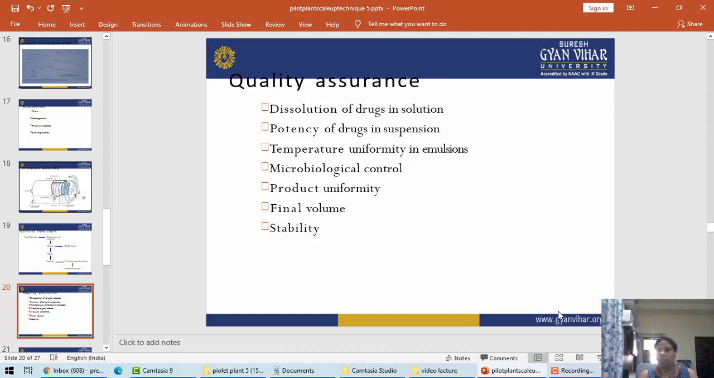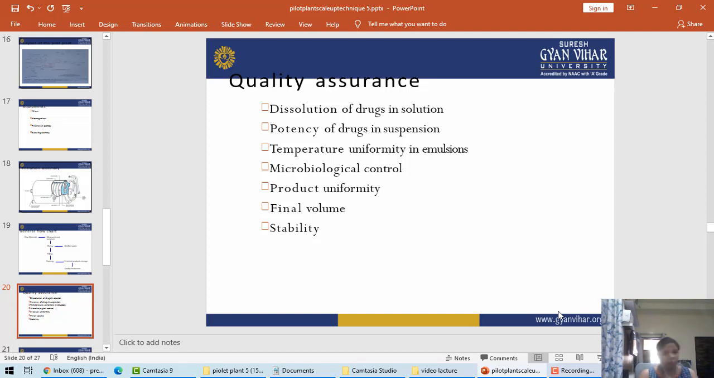Then microbial control. We have to check the microbial load in all formulations of this type: in solution, suspension, emulsion, any type of formulation, and specifically in sterile parenteral formulations, where it is very essential to check the sterility as well as the microbial load. Next is product uniformity, which we should obviously check. There are different methods to check it in suspension, emulsion and solution. In solution, visually we can check the product uniformity.